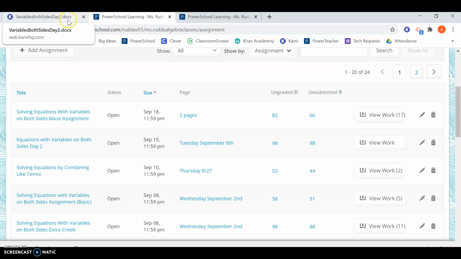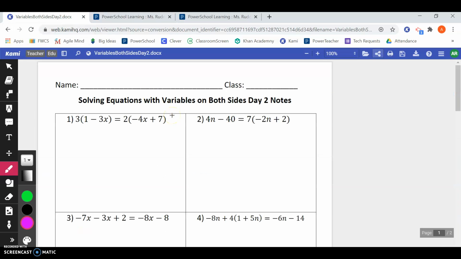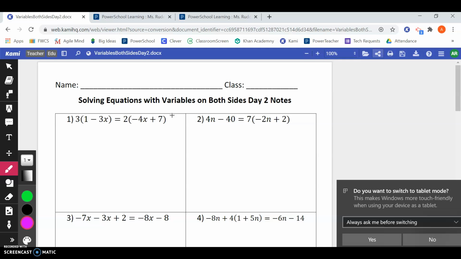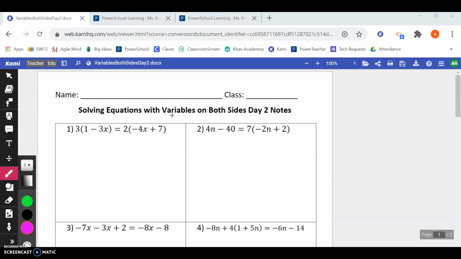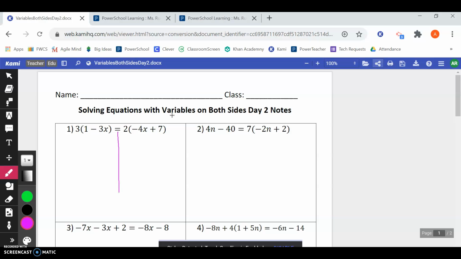But let's go ahead and get started on the notes. Like last week, I'm solving equations with variables on both sides, so I have variables on both sides of the equal sign. My steps are going to be the same. What I like to do is break up my two sides, the left side and the right side, so I just draw a line down the equal sign. Then I look at each side individually. I'm going to start with the left, and I want to distribute or combine where possible.